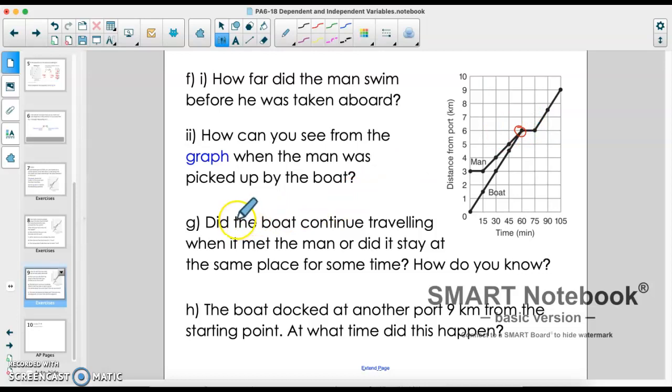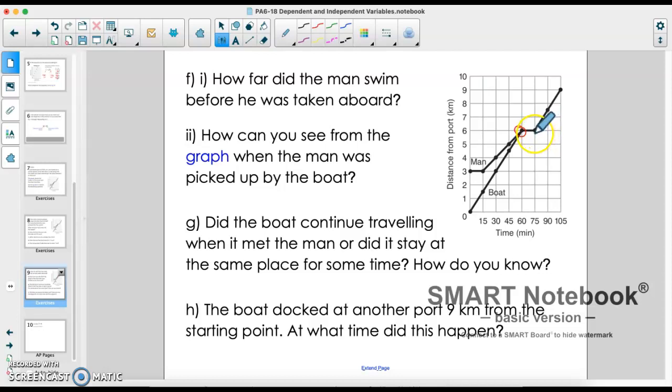Then the question is, did the boat continue traveling when it met the man, or did it stay at the same place for some time? Well, what we can see here is that the line flattens out. It turns into a horizontal line, which means that the boat stayed in place for about 15 minutes so that it could pick up the man. And then it carried on its journey at 10:15.